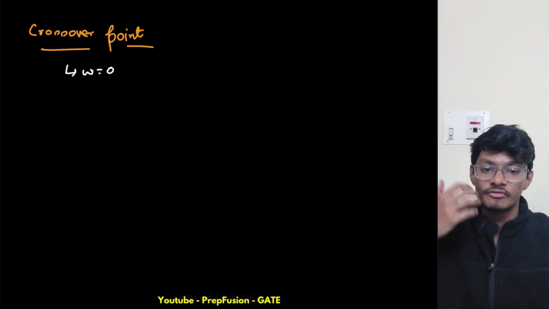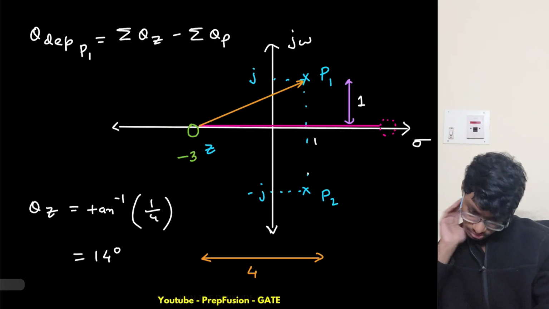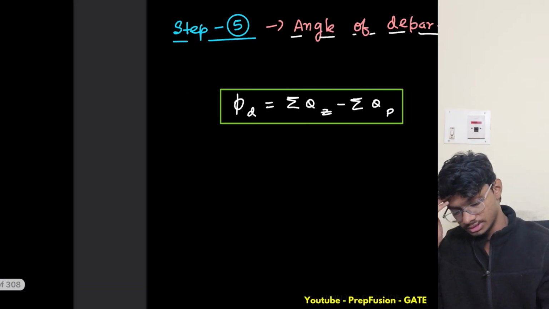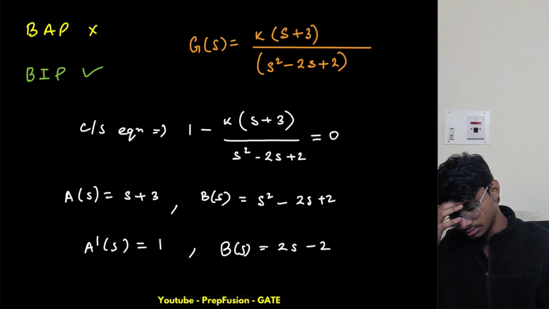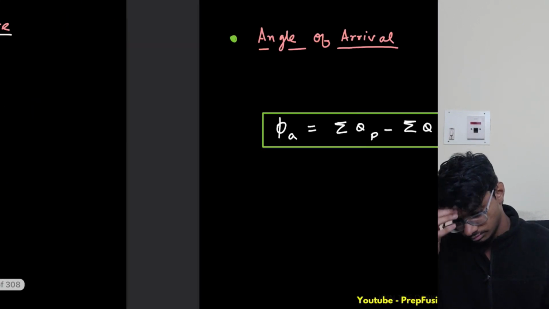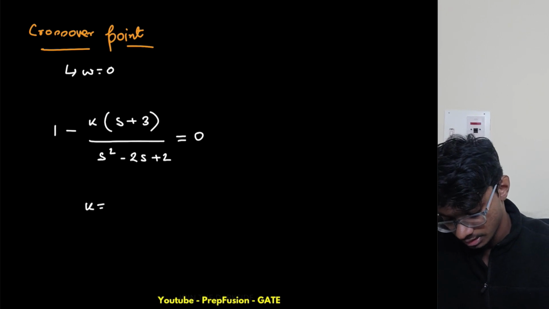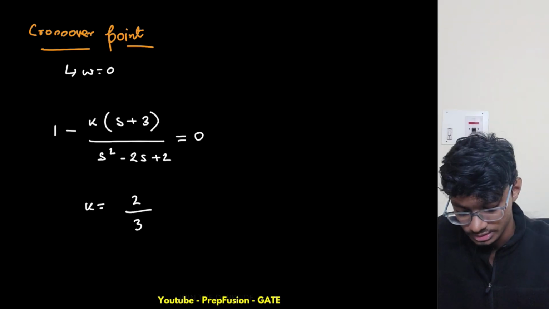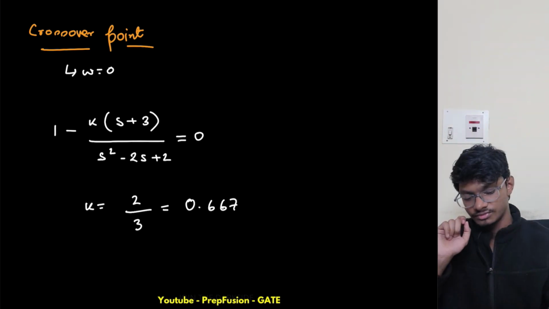Now if you put omega equals 0, what is the value of k basically? Where is my characteristic equation? Where did it go? Okay, here. You put omega equals 0, so you get your k as 2 by 3, which is simply 0.667. So k is positive, which is fine.